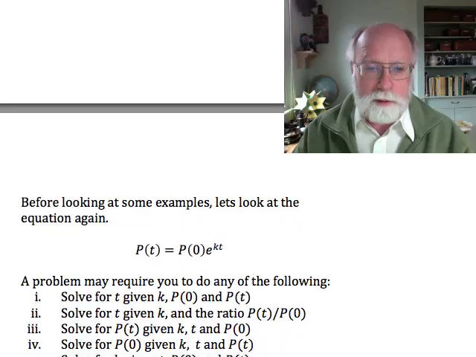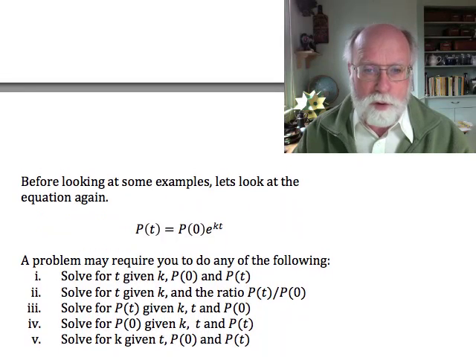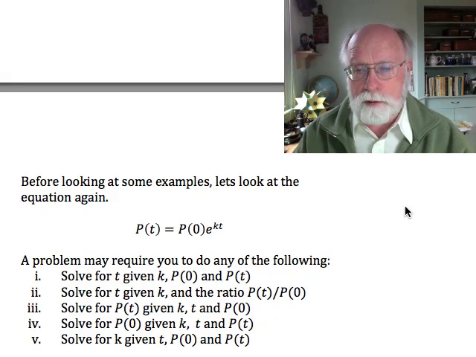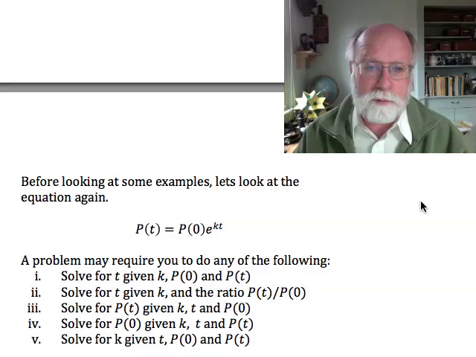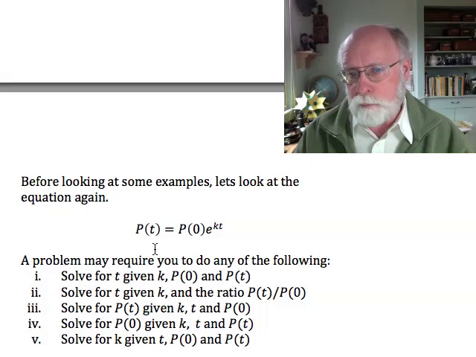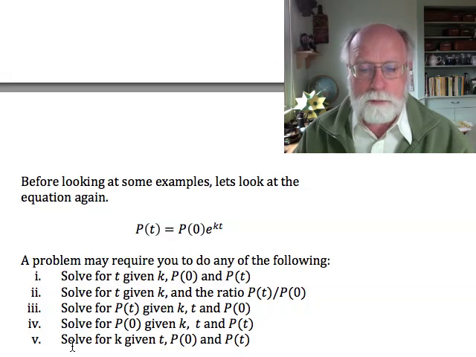Now, before we get into the examples, I want to just talk about the equation and the kinds of questions you can be asked about solving problems in this area. If we look at this particular function, it has 4 quantities in it: p of t, p of 0, k, and t. E is just a number, it's a fixed number. And so a particular question can be asking you to find any one of those 4 quantities given the other 3. So I've made a list here.